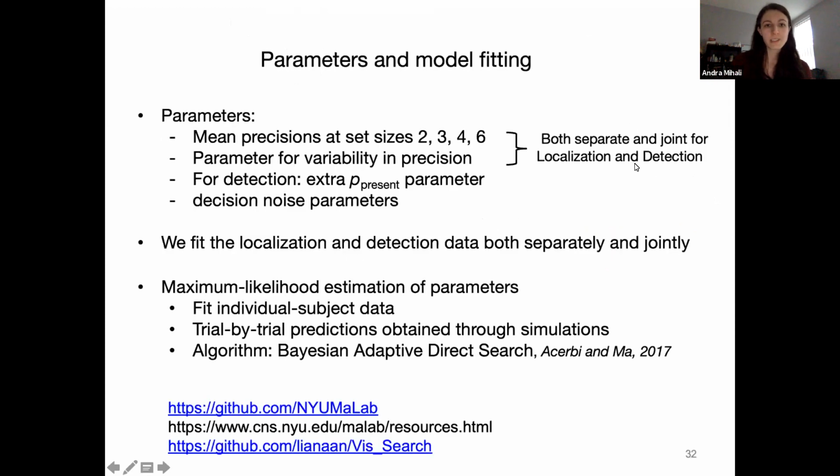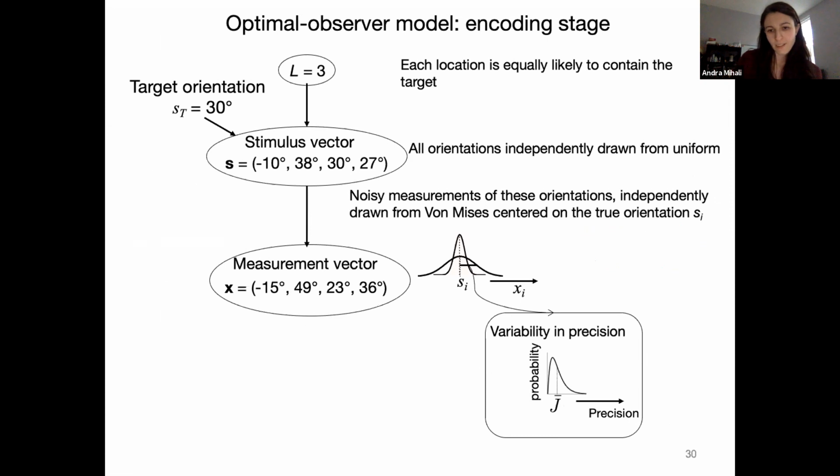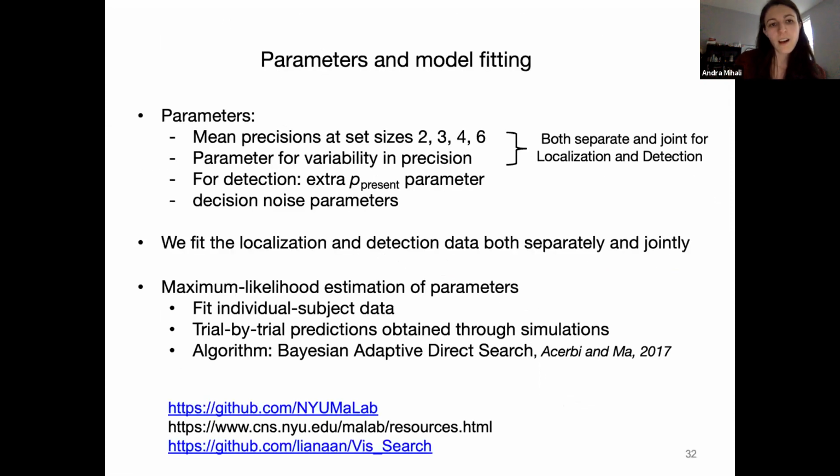Okay, so parameters and model fitting. The parameters are mean precisions at set sizes 2, 3, 4, 6. A parameter for variability in precision, just like we saw on this slide. For detection, there is an extra p-present parameter. The target is present half the time, but the observer might believe it's 55% or 49% or something like that. And there are also decision noise parameters in additional versions of the models.